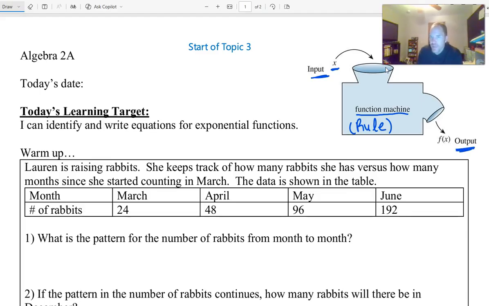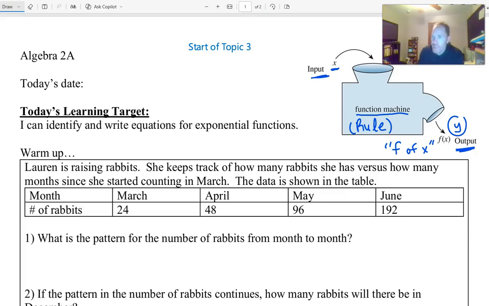Now, this picture I have is fancy notation. We'll see this in a little bit. You would say this as f of x. It's called function notation, and it's just really a fancy way of saying y. So generally you input x, there's some rule, you do something with the x value, and you output a y value. That's the typical idea of a function in math. So we're going to do something called exponential functions.